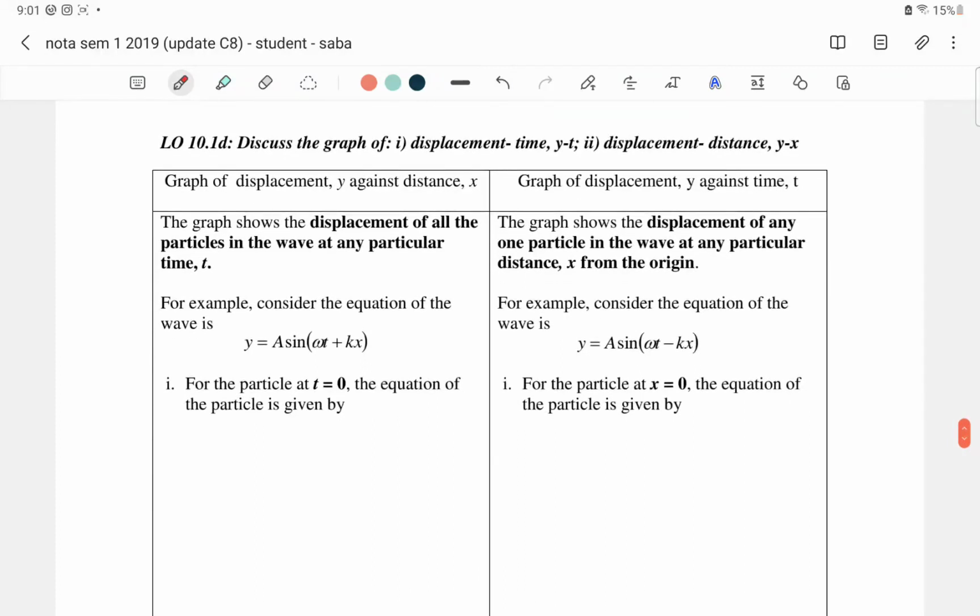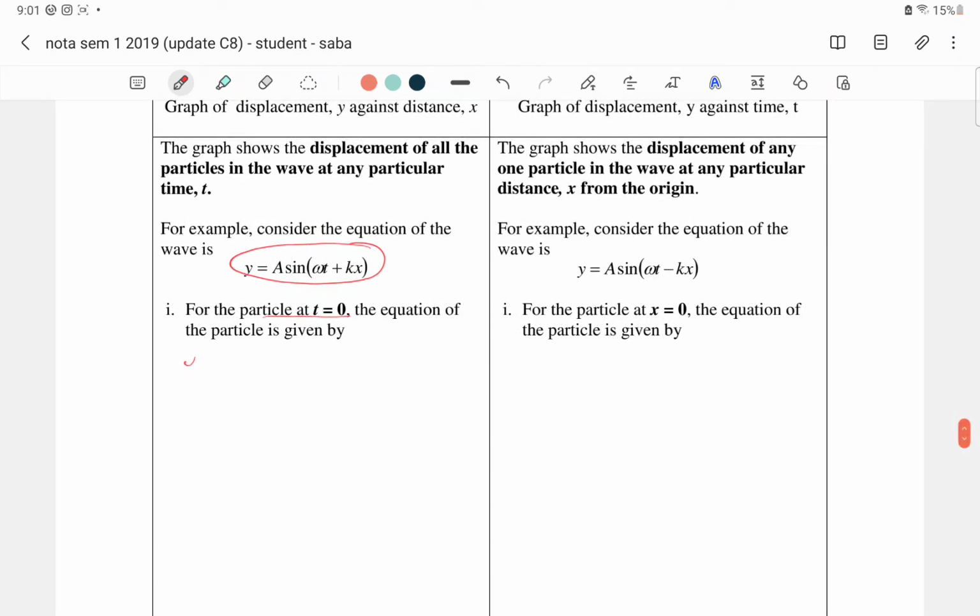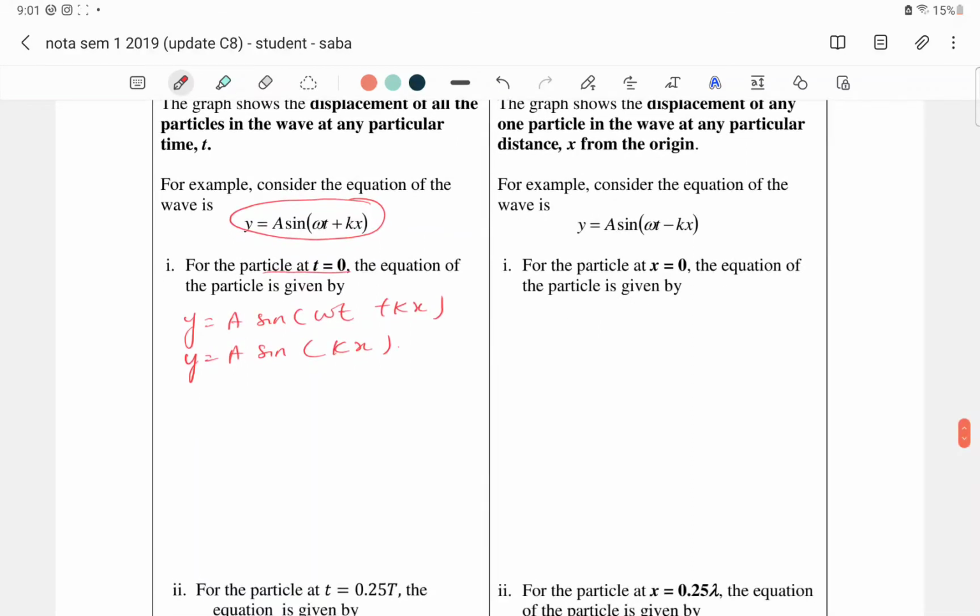Okay, kita tengok pula 10.1d, discuss the graph of displacement versus time and displacement versus distance. Okay, so pada sini, for the graph of displacement versus x, for example, we consider this equation y is equal to A sin(omega t plus kx). Okay, for the particle when t is equal to 0, kita tengok what happen. So bila t kosong, kita ada sin kx saja. Okay, sin kx saja.